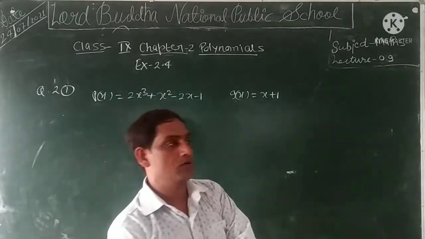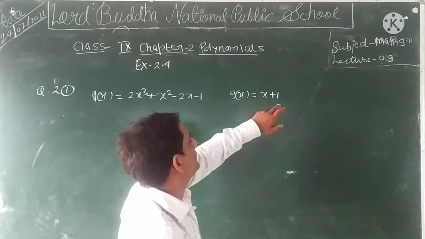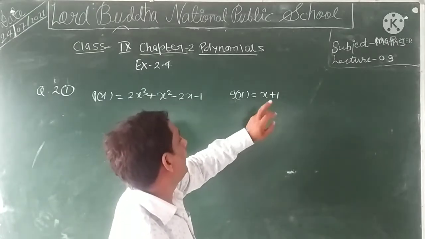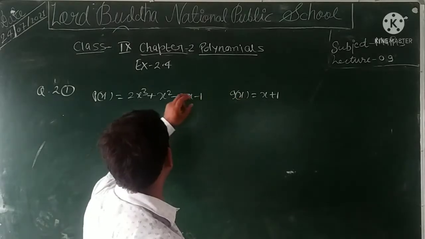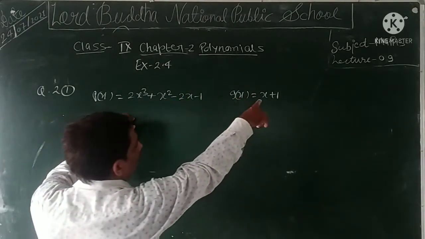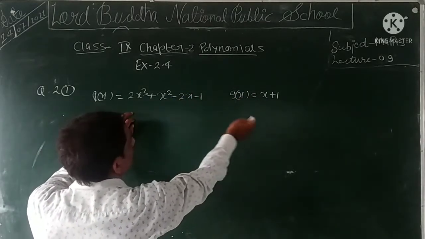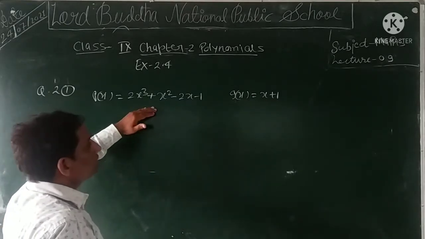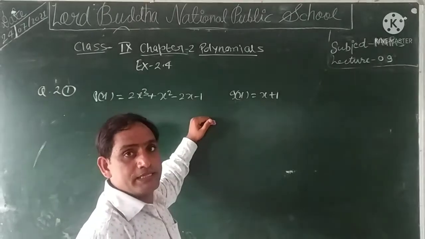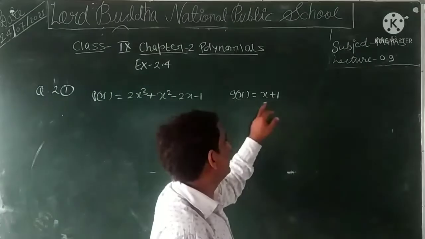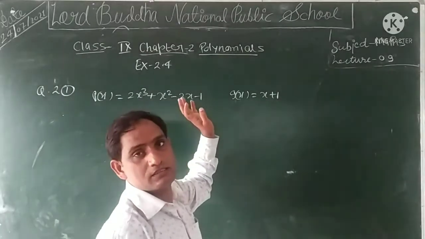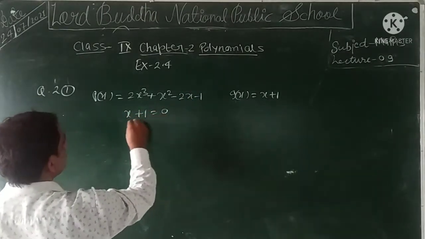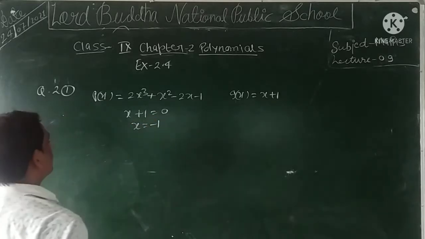By using the factor theorem, first of all, we equate g(x) to 0 and find the value of x. After that, we put the value of x in this polynomial. If the value of this polynomial becomes 0, then according to the factor theorem, x plus 1 will be a factor of this polynomial. Here x plus 1 equals 0, so x equals minus 1.